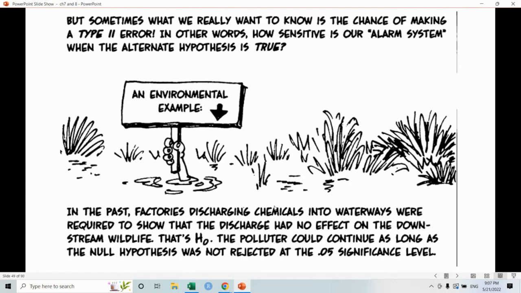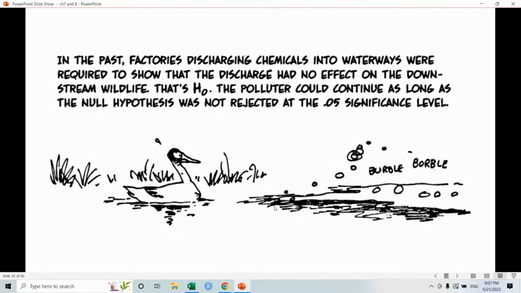So an environmental example. In the past, factories discharging chemicals into waterways were required to show that the discharge had no effect on the downstream wildlife. That's the null. The polluter could continue as long as the null hypothesis was not rejected at the 0.05 significance level.